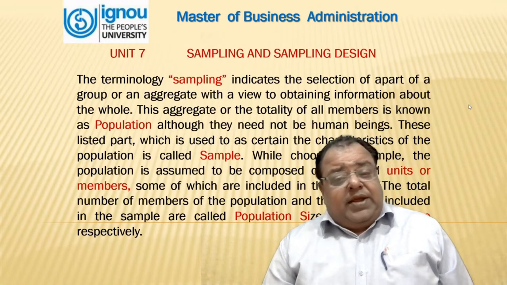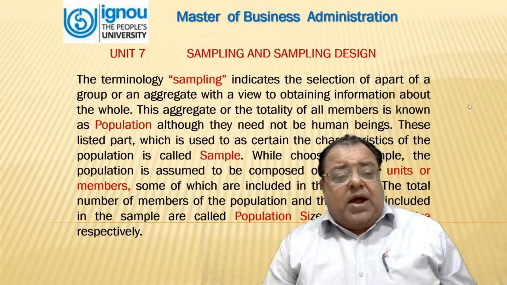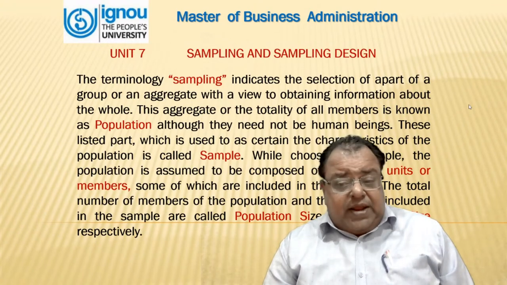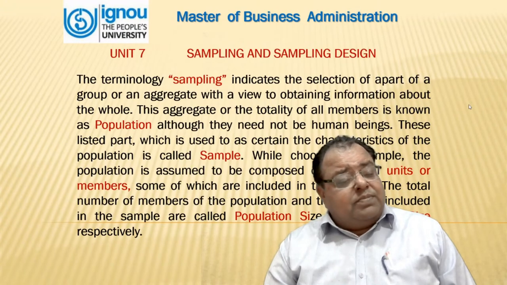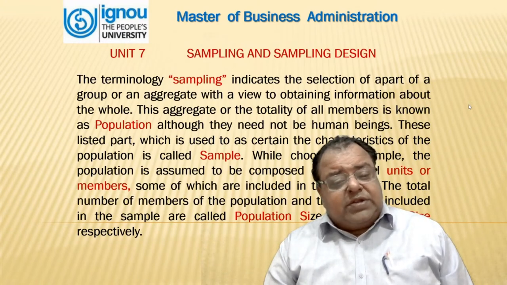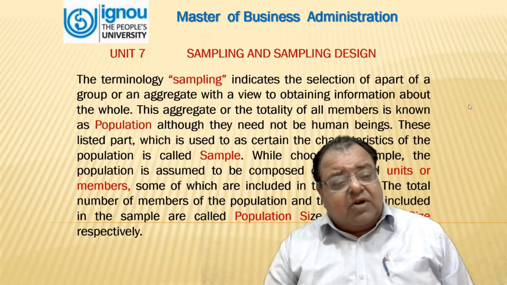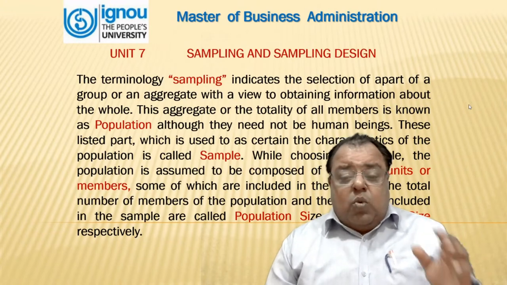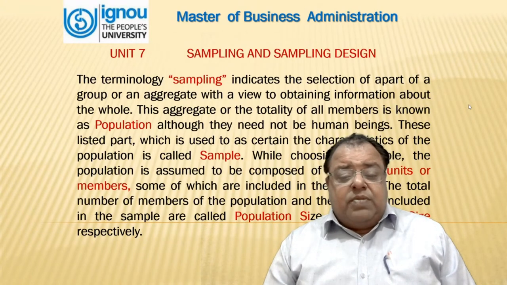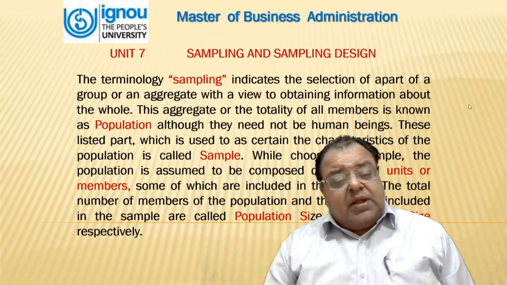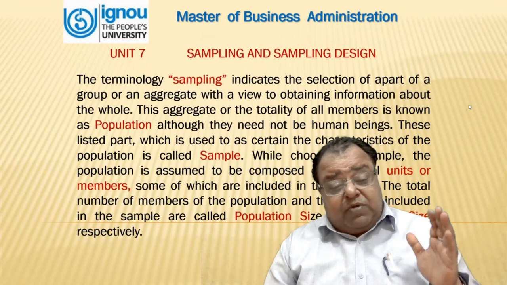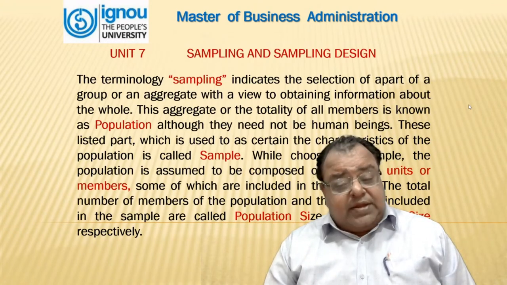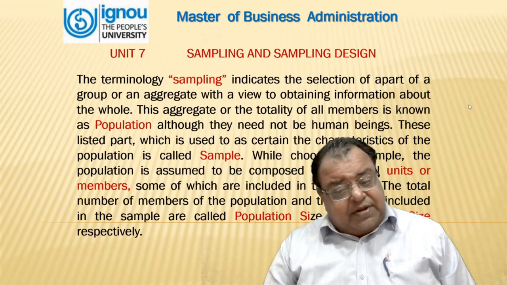The terminology sampling indicates the selection of a part of a group or an aggregate with a view to obtaining information about the whole. This aggregate or the totality of all members is known as population, although they need not be human beings. These selected parts, which are used to ascertain the characteristics of the population, are called a sample. While choosing a sample, the population is assumed to be composed of individual units or members, some of which are included in the sample. The total number of members of the population and the number included in the sample are called population size and sample size respectively.